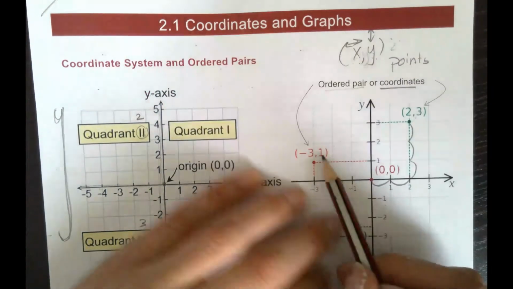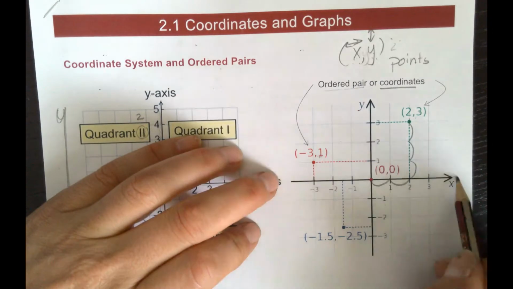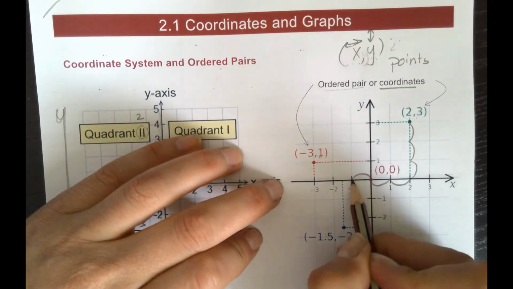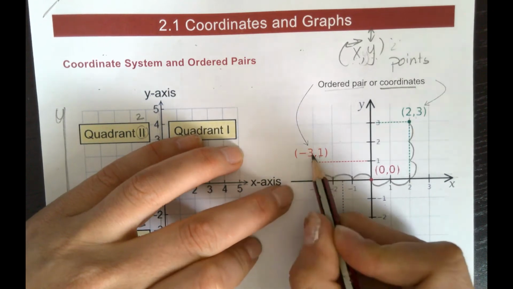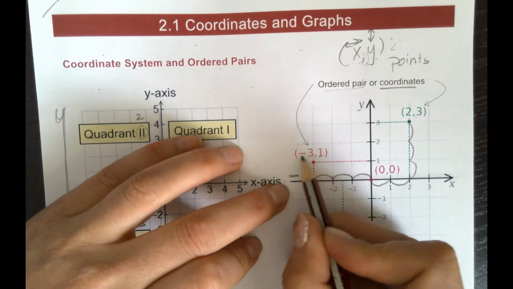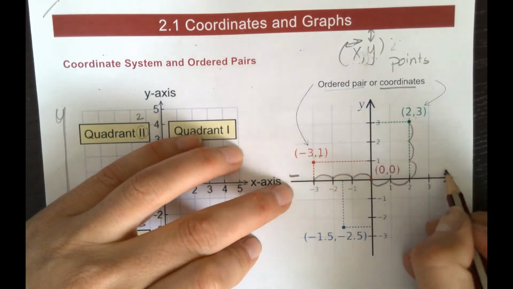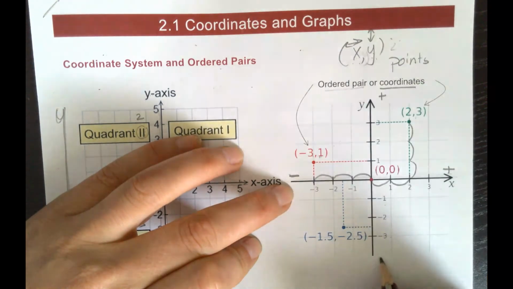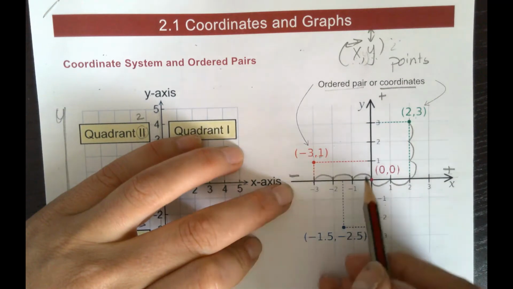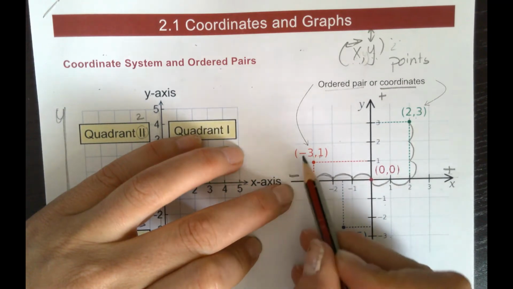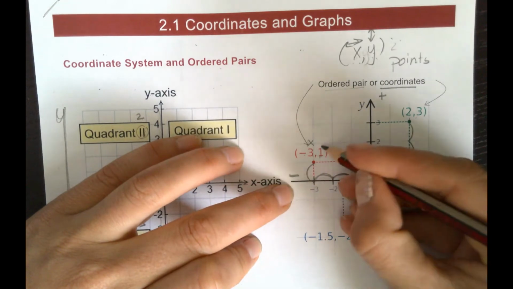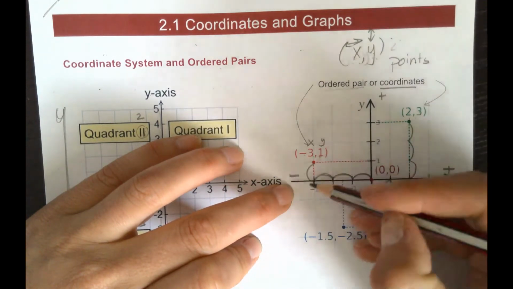Now if I do this one, I always do X first. So I start at the origin and I jump 1, 2, 3. But because I'm going this direction, I have to go -3. If it's this direction, it's positive. Up is positive, down is negative. So I'm going to go 1, 2, 3. That's my X value. Now I have to go up 1 for my Y value. And because I'm going up, it's positive.